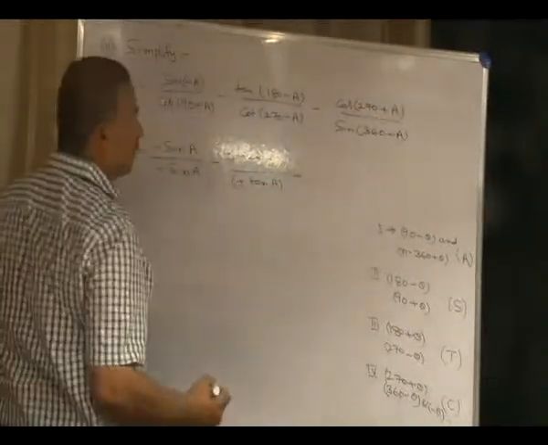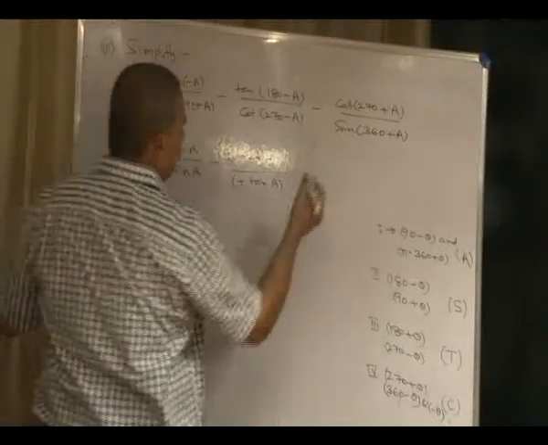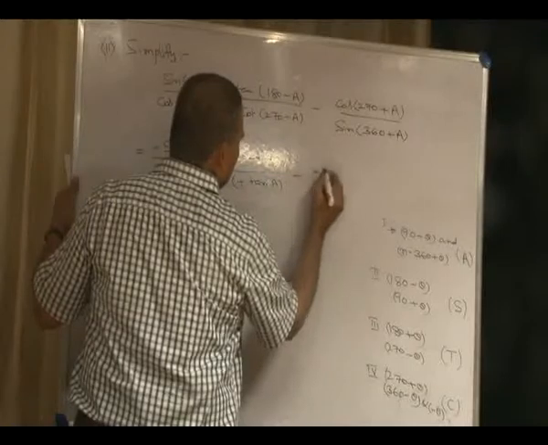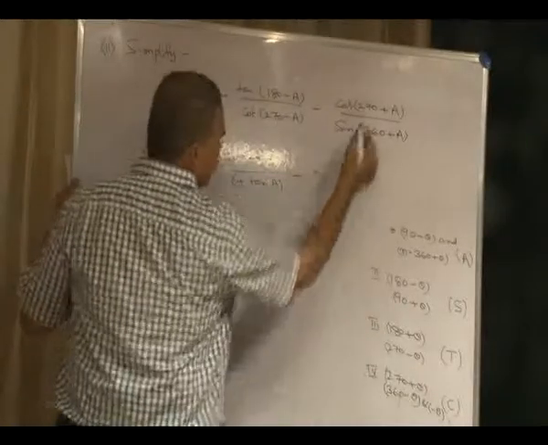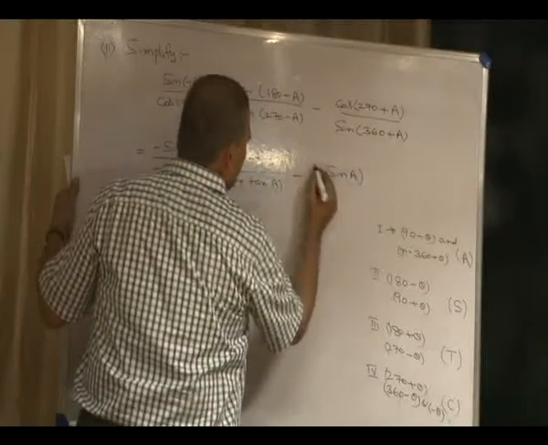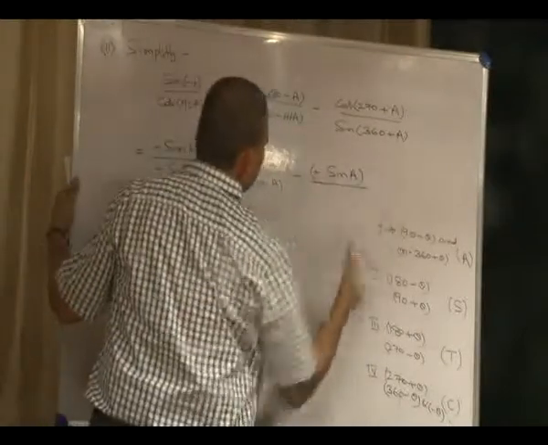Minus cos of 270 plus a: 270 plus a comes under the fourth quadrant. Cos is positive in the fourth quadrant, cos and sec are positive. In 270 plus a, cos changes to sin, that is sin a.